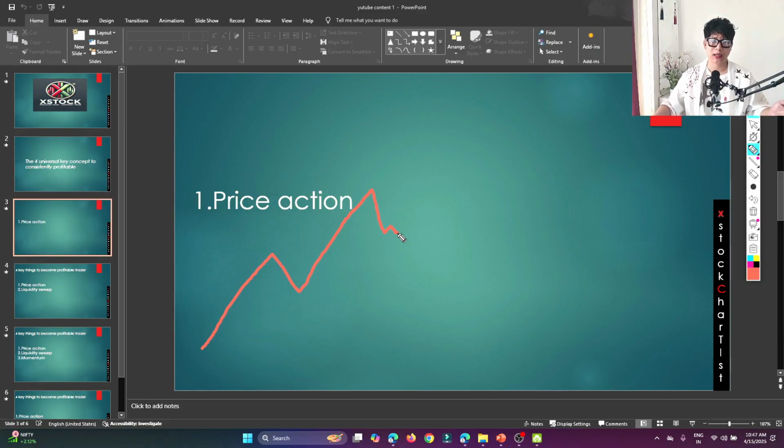So now you know the market direction, so price action is checked. If it is bullish, you are looking for a buy. The market is going up. Simple as that. Now let's go to the next concept.